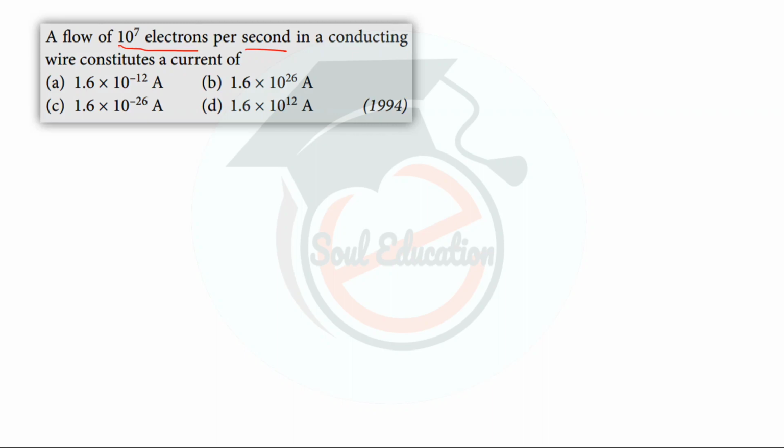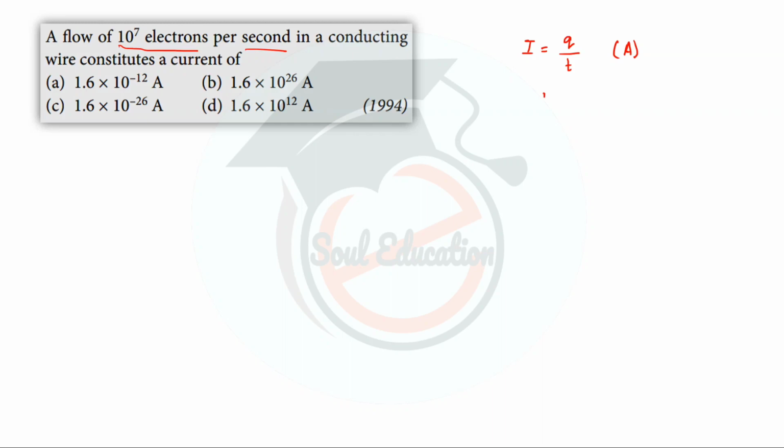So in a conducting wire, 10 to the power of 7 electrons flow. We know that only if there is a flow of charge, current flows in it. Right? So here the number of electrons flowing is 10 to the power of 7 electrons for 1 second. Okay, so what is the formula for electric current? I is equal to Q by T. So this is the formula for electric current. Its unit is ampere, symbol capital A.